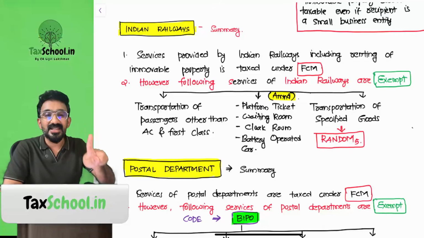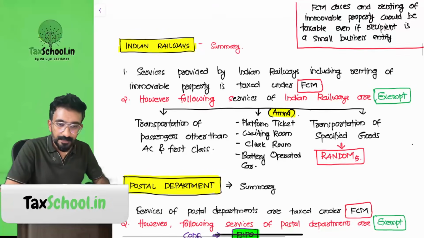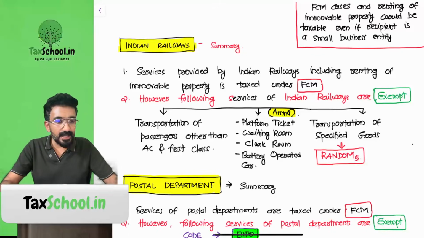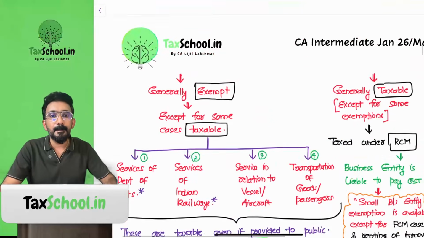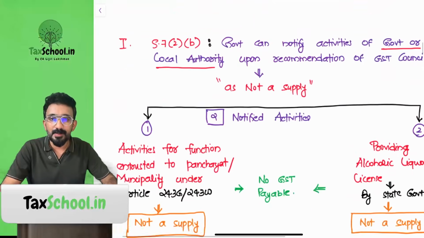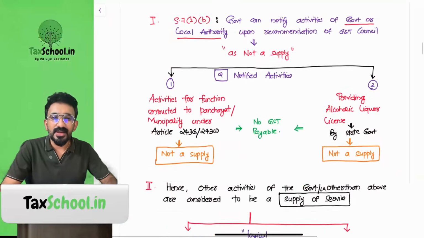Whenever it is taxable, it's taxable under FCM, is your understanding. Is that clear, all of you? Can I have a quick yes from all of you if this is clear? Very important point. So I've explained what is the case of RCM that is applicable.